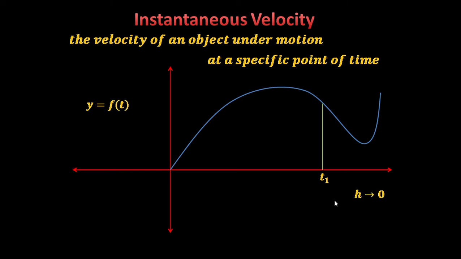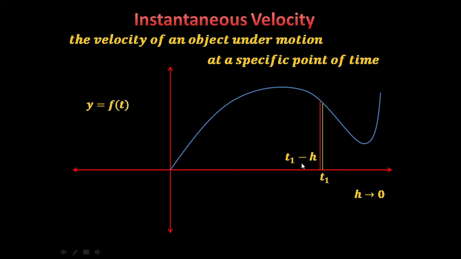Now here what we are doing, we are going to apply the concept of average velocity, and for average velocity we have to find the change in position by change in time. So here again we are considering a point very near to t1.